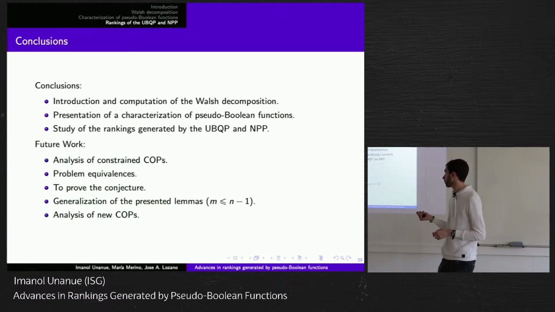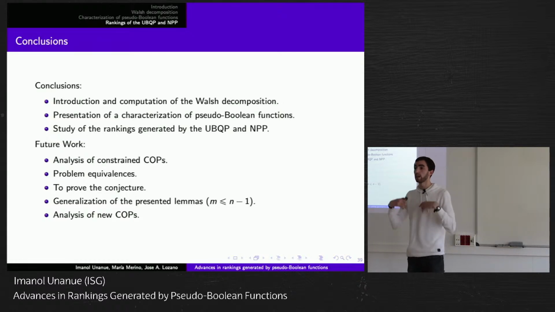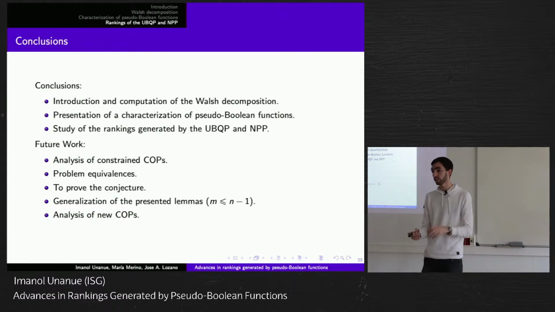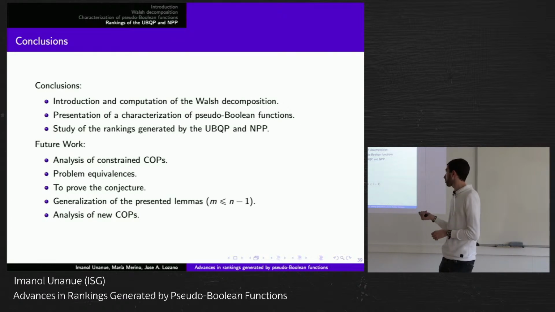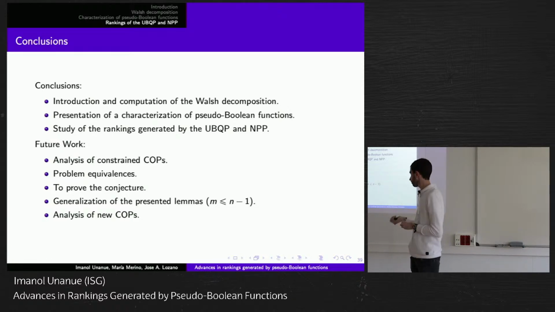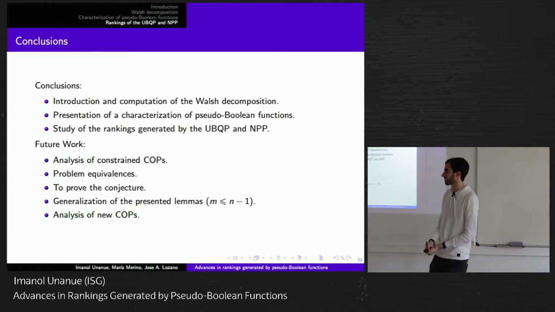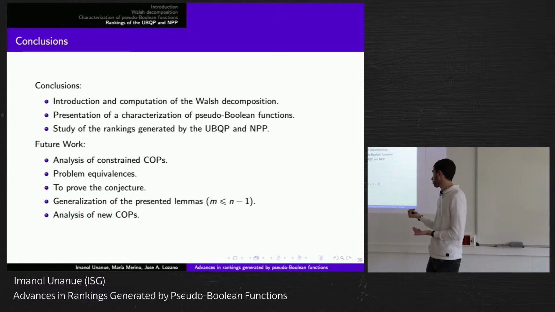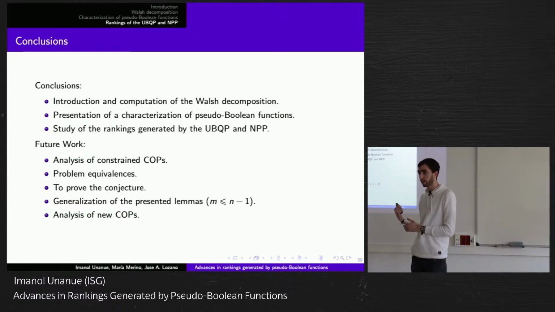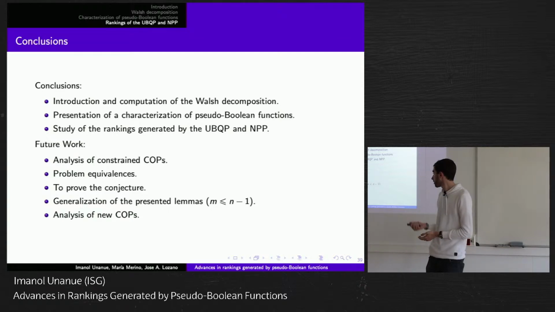What is the future work? First of all, to extend to new combinatorial optimization problems and constrained combinatorial optimization problems, and to calculate the Walsh coefficients. We also have in mind to find more equivalences among the problems. We must try to formally prove the conjecture that a deep word cannot be generated by an n-1 degree pseudo-Boolean function. We also want to extend the generalization of the lemmas presented in the second part of the talk, and finally to analyze new combinatorial optimization problems.